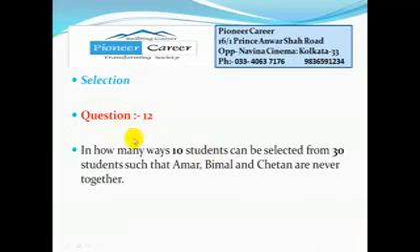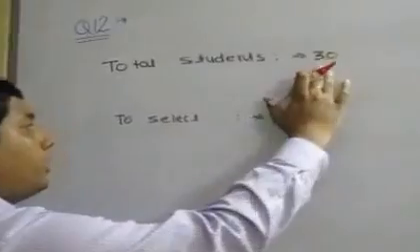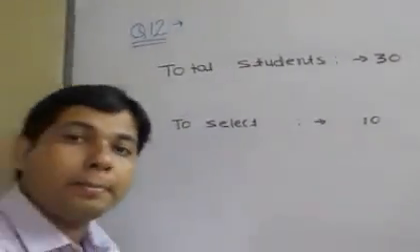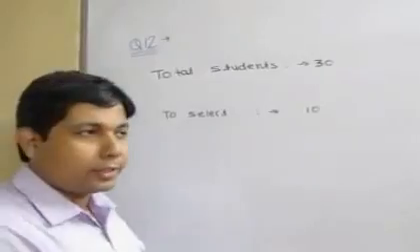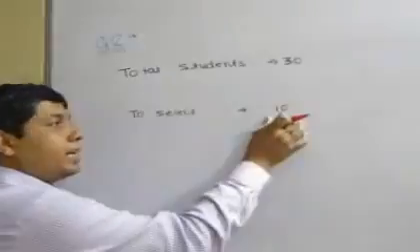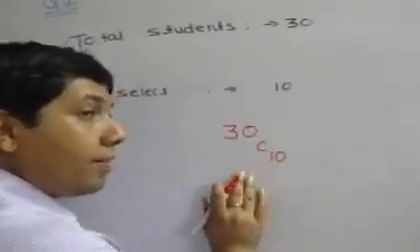Now question number 12. In how many ways 10 students can be selected from 30 students such that Amar, Bimal and Chetan are never together? That means in any selection they are not together. Now in this case total number of students are 30 and out of 30 we have to select 10 students. But here a condition is given to us and condition is that Amar, Bimal and Chetan, these 3 students are never together. So first of all find the total number of ways without any restriction, means I have to select 10 out of 30. How many ways I can do that? 30C10 ways when we have no restriction.